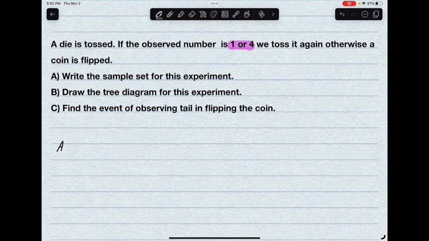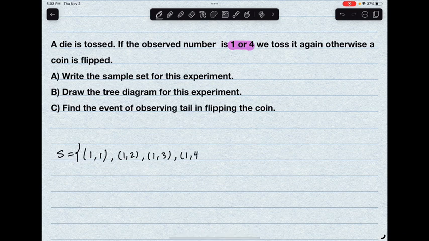So what is the sample set? S is, if we have 1 for the first die when we toss the die, then we're going to toss another die. So the result of the second die might be 1. It can be 1,1; 1,2; 1,3; or 1,6.